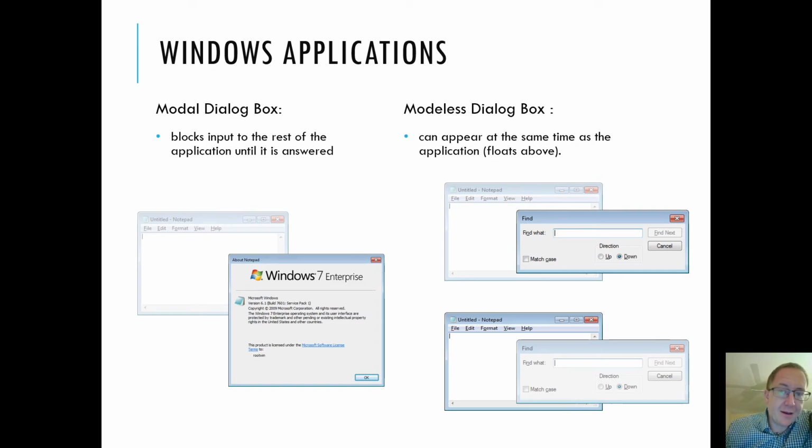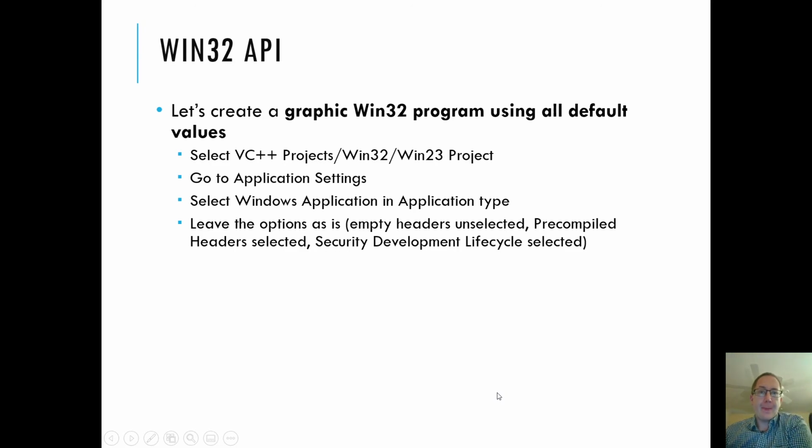But a modeless dialogue for find, for example, if I'm looking for a piece of text, I want to be able to edit the text, go back here, keep searching. Okay. I'm not even sure if it's a Windows 32 or maybe it's a 64 now, but we're going to be making a Windows 32 project. We're going to go to application settings. We're going to select Windows application by application type, and then we're going to use default values, and leave most of the options empty.